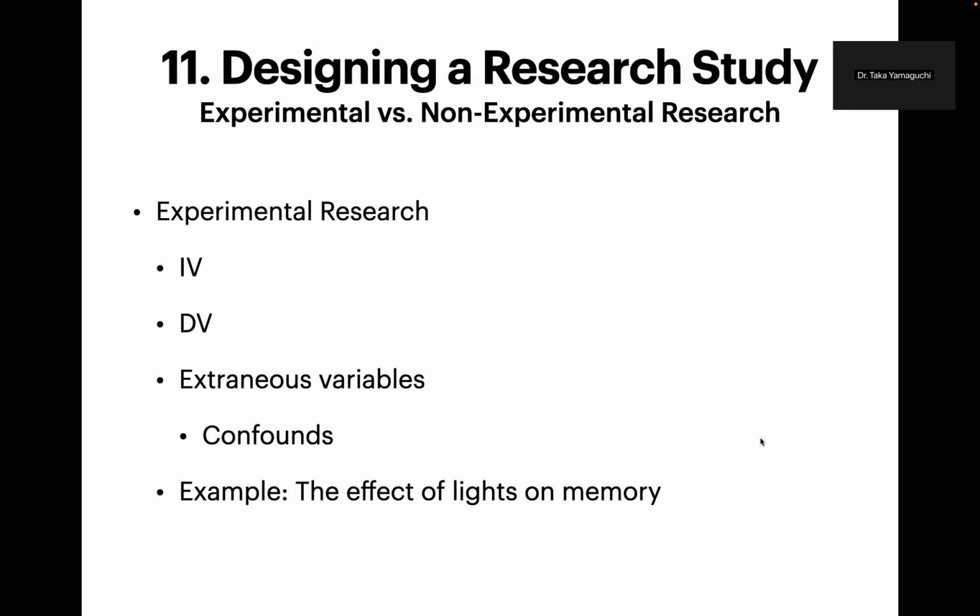The ideas of independent and dependent variables are core to experimental research. The independent variable, or IV, is the variable that the experimenter manipulates, acting as the presumed cause, while the dependent variable, or DV, is the variable that the experimenter measures, representing the presumed effect. So the independent variable causes the change in the dependent variable.